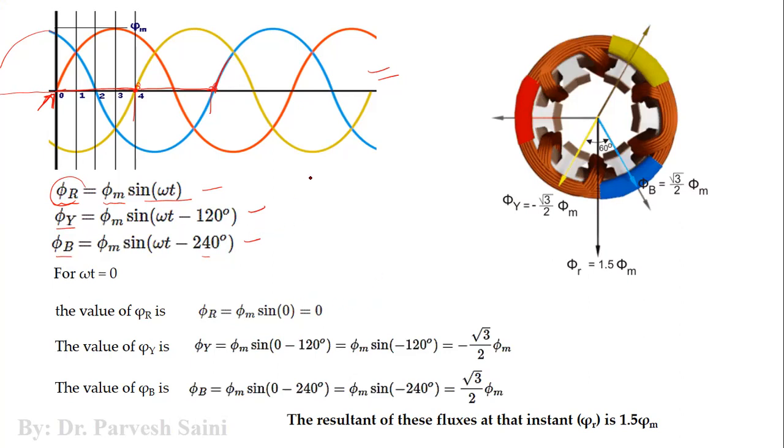Now this three phase flux, produced by the three phase supply, has a rotating nature. It rotates in the three phase induction motor. Now when it rotates, it cuts the conductors which are placed on the rotor. Let us understand this with a diagram.